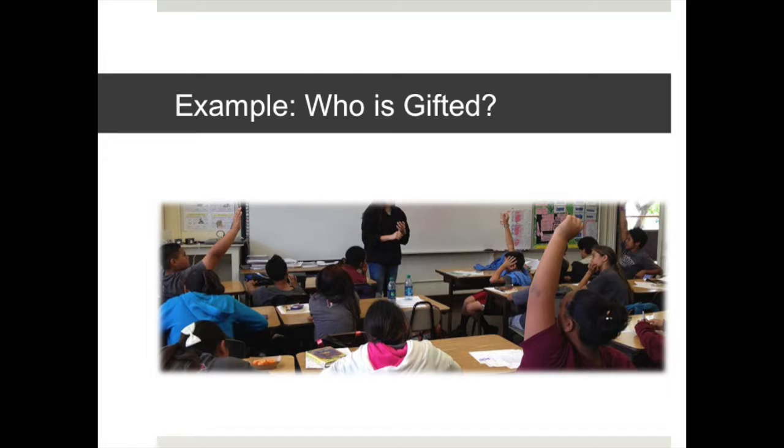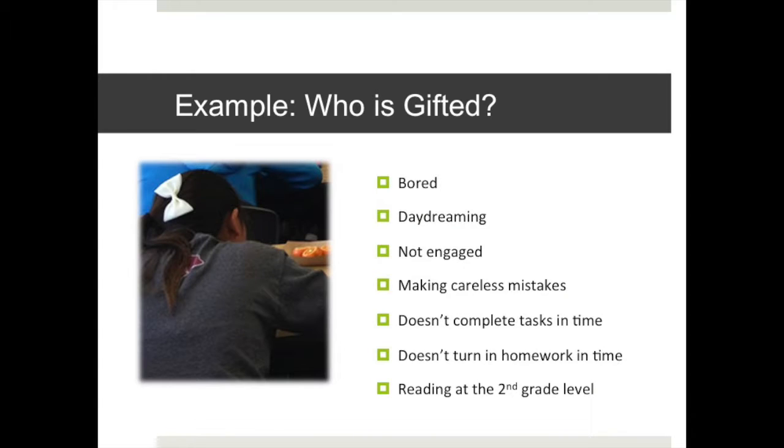Example, who is gifted? This is Ms. Maera's 4th grade language arts class in a Title I school. Which students look like gifted students? Look at the student at the lower left corner of this picture. Kaliko is bored, daydreaming, not engaged in the class. She makes careless mistakes, doesn't complete tasks in time, and doesn't turn in homework in time. Her reading level is 2nd grade.